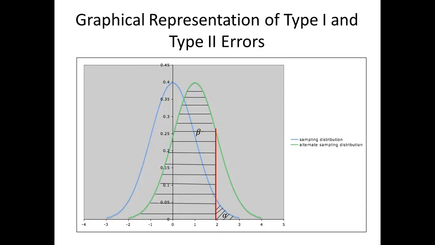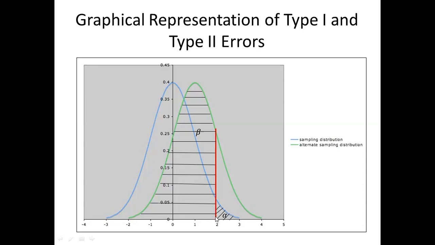Now look at this red vertical bar over here. On the right-hand side of this bar and under the blue curve, whatever we have is the alpha, or the type 1 error.